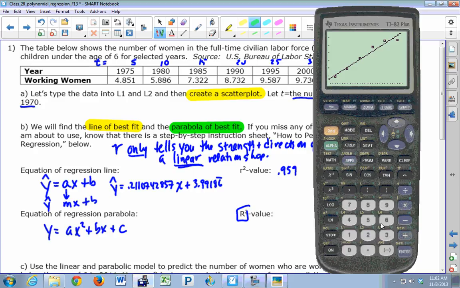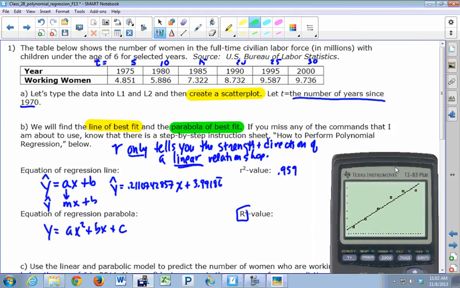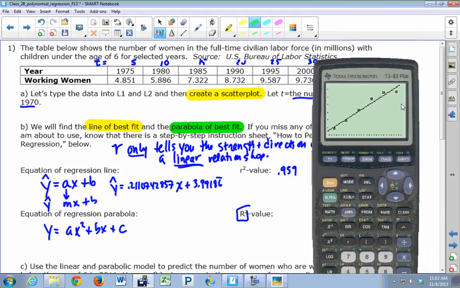So the question is, how comfortable would you be to try to predict with this model the number of women after the year 2000? That's where you have to kind of check in with your comfort zone. So you say, well, it looks fairly reasonable. I'd be pretty confident with that. But let's look at the quadratic.